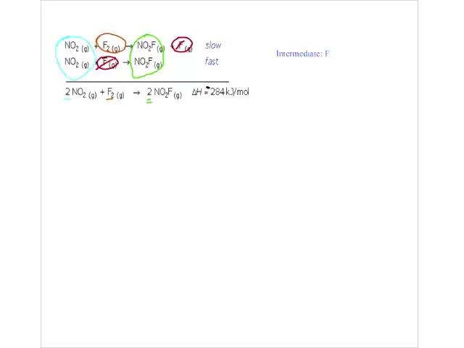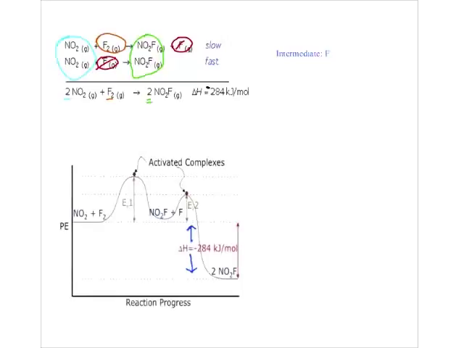All right, what would this graph look like? Well, it's going to have 2 bumps because it's a 2-step mechanism. And we know that this is going to be exothermic because this is a negative 284. So we're going to be releasing energy. Energy is going to be lost in this process, and it's going to be a 2-step mechanism here. So we're going to see something that looks like this. It's a little messy, but we can see here that it's exothermic, so it's a minus 284, so energy is released as this reaction goes forward.